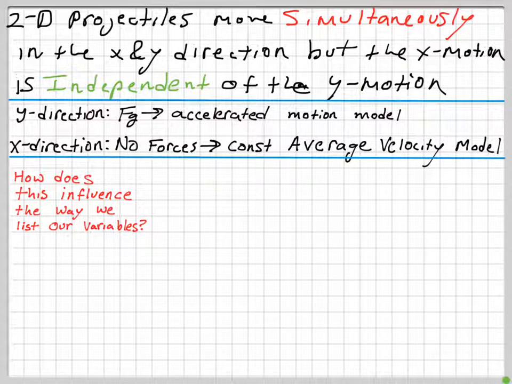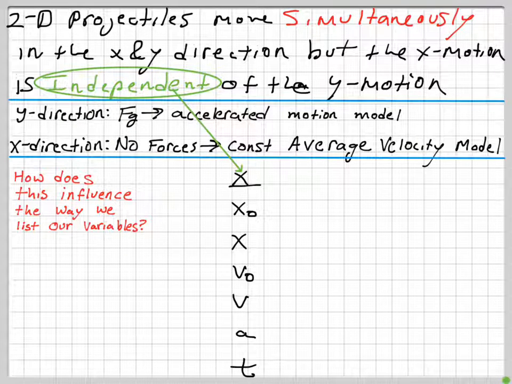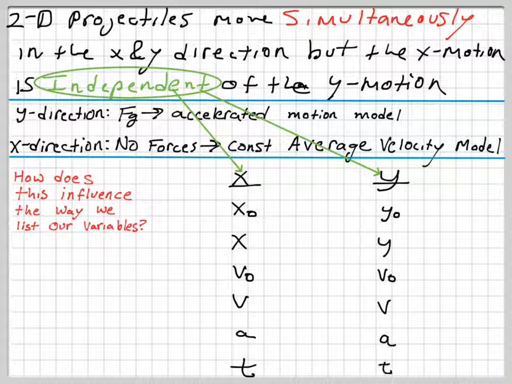Well, let's start with that word independent. When we list our variables, we're going to list them in the x direction and the y direction separately, because it's moving in the x and the y direction independently. They're going to be independent of each other.